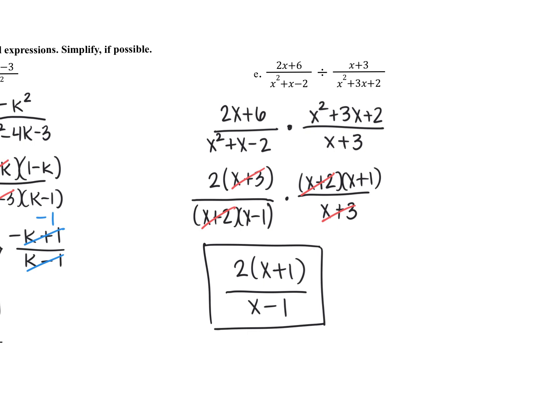In this case, the x plus 1 and the x minus 1 do not simplify to give me -1 because while the 1's are opposites, the x's are not. They have the same sign. If I'd had -x plus 1 and x minus 1, then they would have simplified, but they don't in this case.